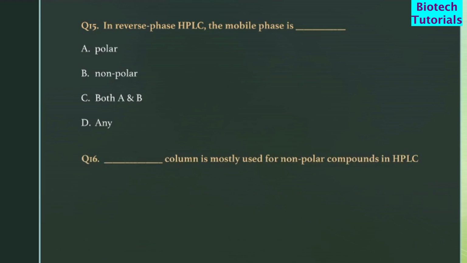Question 16. Which column is mostly used for non-polar compounds in HPLC? C18, C4, C8, or silica gel.